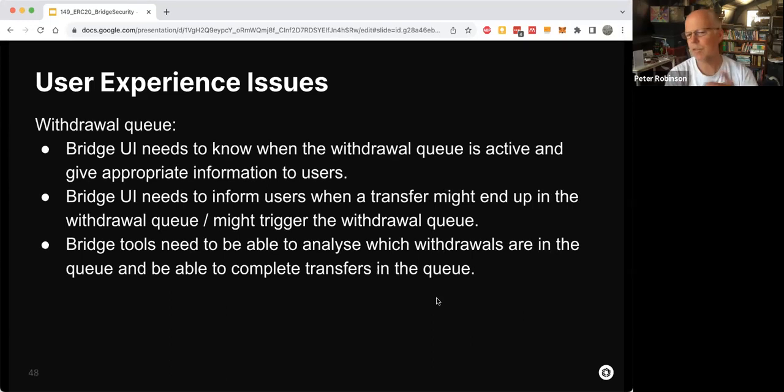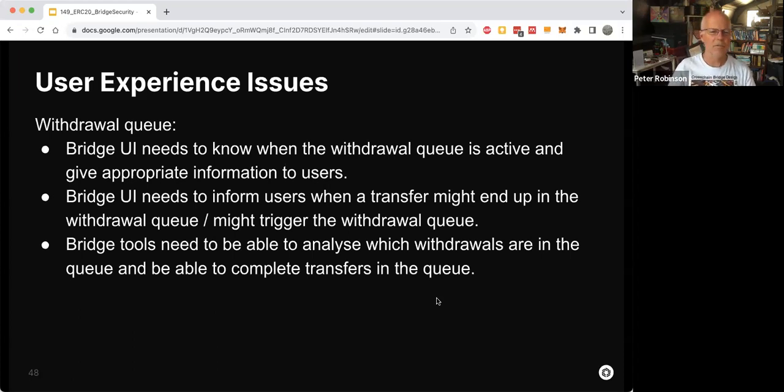And again, with the withdrawal queue, you need to be able to give appropriate information to users. It's going to be a complicated UI to try and explain, hey, the transfer you're about to do might trigger the withdrawal queue. So if you do a lower withdrawal, then it won't trigger. And so, again, it's a complicated thing.